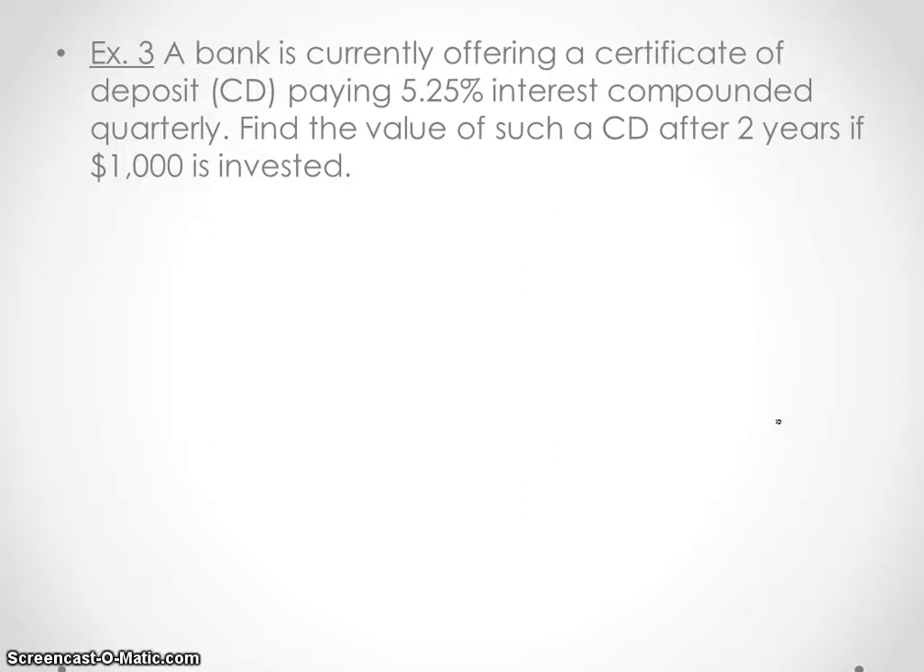All right, example 3: a bank is currently offering a certificate of deposit paying 5.25% interest compounded quarterly. So quarterly is what we have to pay attention to here. So it's not annually, so we have to use our new formula, which I'll go ahead and jot down here for you, which is A equals P times the quantity 1 plus r over n, to the nt power. All right. So we're going to use that.